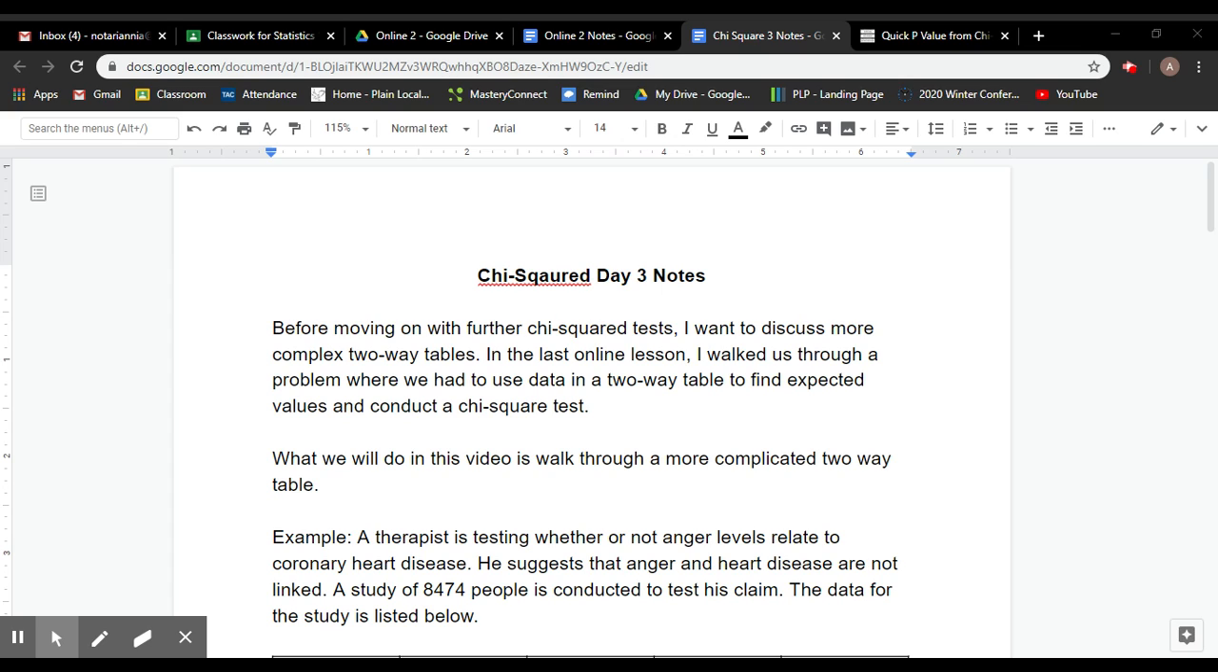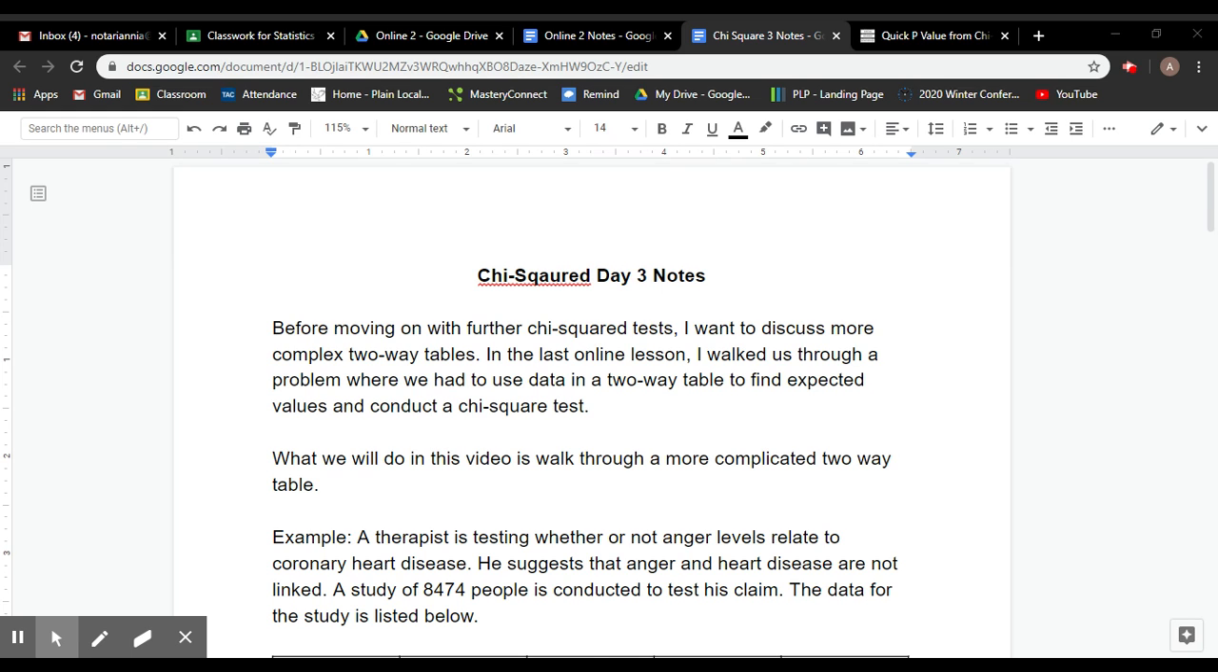Okay, I want to look at a little more complicated two-way table because they're not always going to be 2x2s. Sometimes they can be more. So what we're going to go over today is a problem that involves a more complicated two-way table and how to conduct a chi-square test when there are more elements in the table.